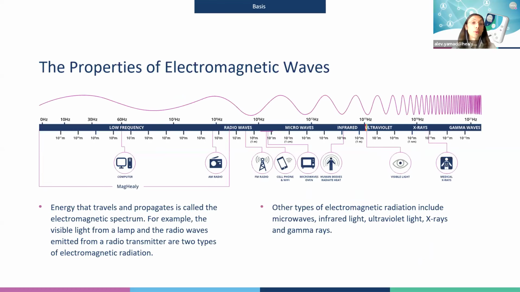So let's look into the properties of electromagnetic waves. So since MagHealy is not only a magnetic field applicator, but it's a magnetic field applicator that can actually create pulsed magnetic fields. So the pulse is basically the frequency, and the frequency can range from 0.1 hertz to 12.5 megahertz, which is a lot. So you have millions of different frequencies that can be created. And in this picture, you see here, the spectrum where you see MagHealy, that's basically all the frequencies that MagHealy can create.